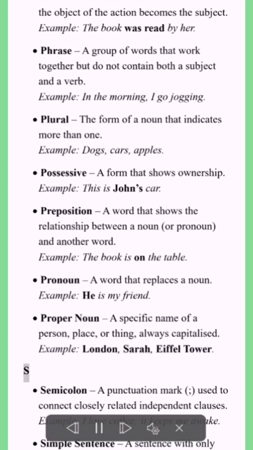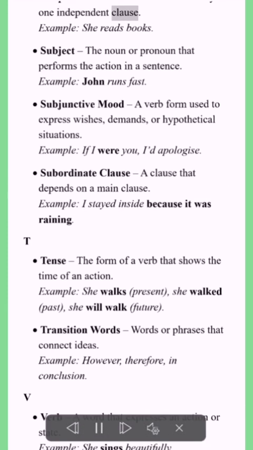S. Semicolon, a punctuation mark used to connect closely related independent clauses. Example: I love coffee; it keeps me awake. Simple sentence, a sentence with only one independent clause. Example: she reads books.